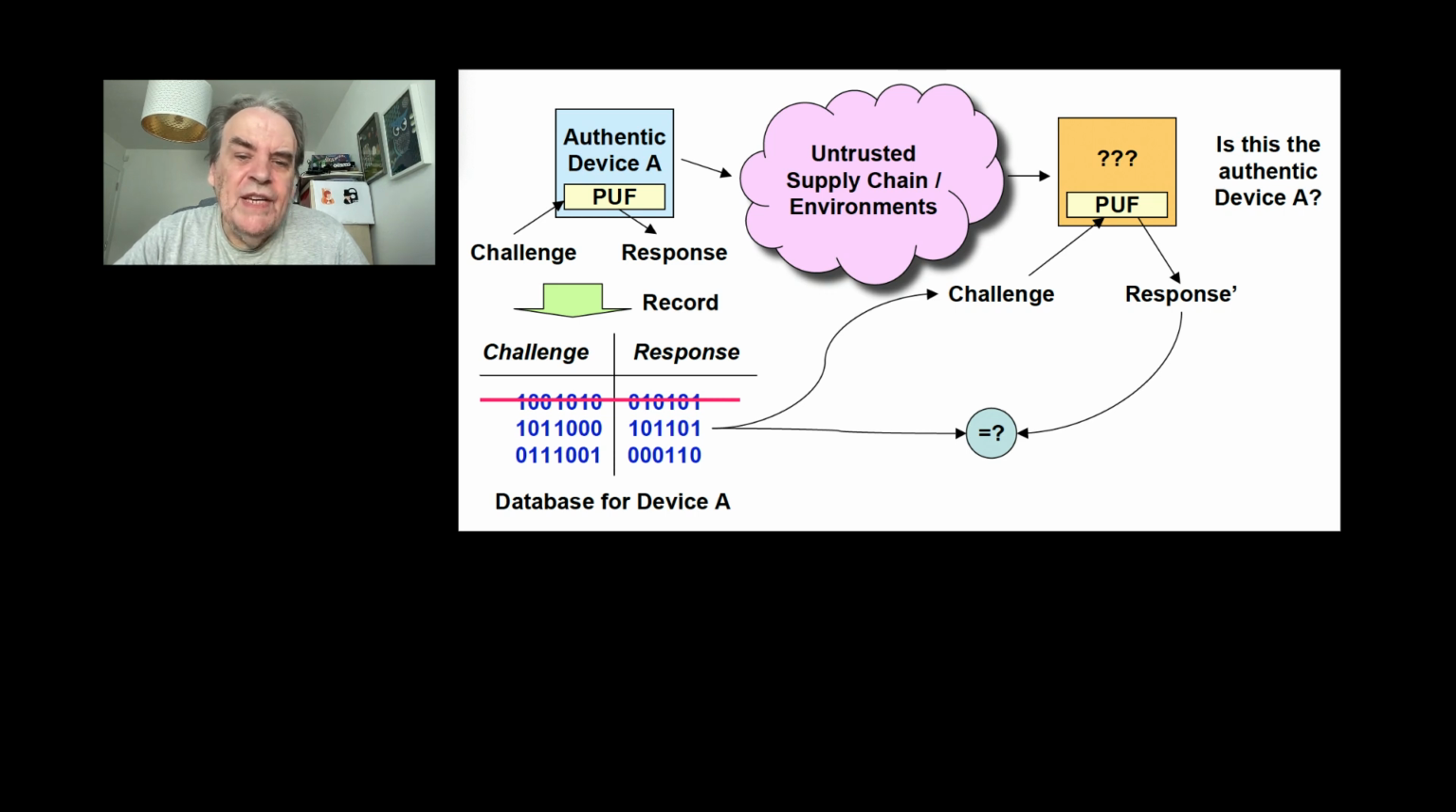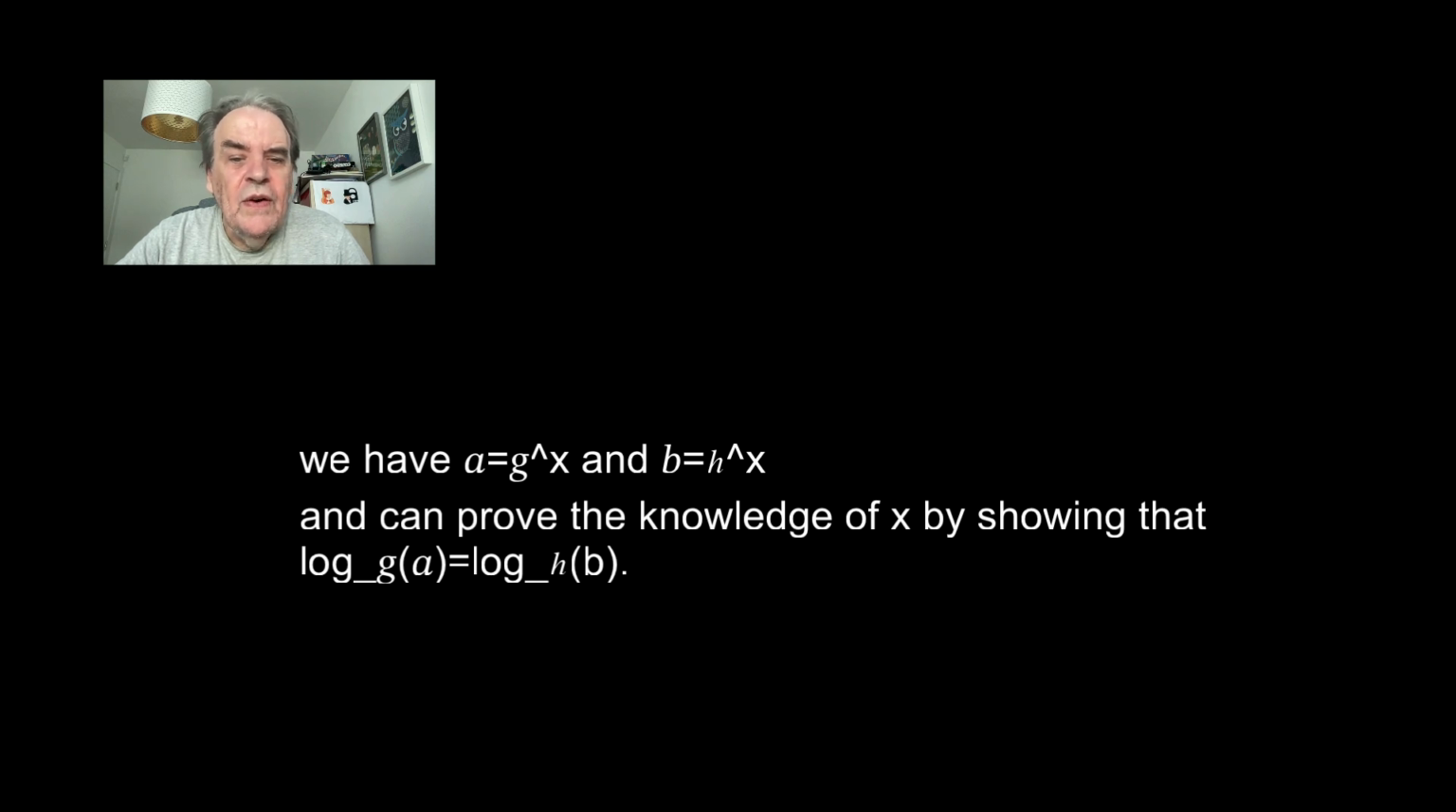In blockchain applications, we can use a non-interactive zero-knowledge proof for the equality, EQ, of discrete logs, DL, or DLEQ. With this, in discrete logarithms, we have a equal to g to the power of x and b equal to h to the power of x, where x is a secret, and where we can then prove the knowledge of x by showing that the log to the base g of a is equal to the log to the base h of b.